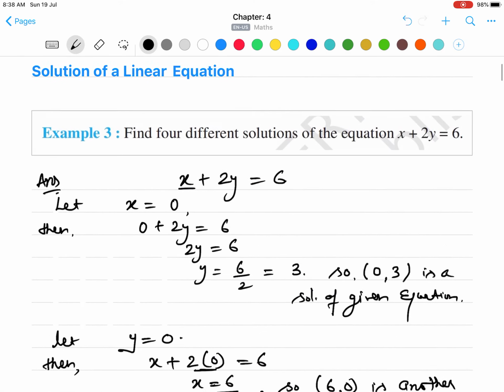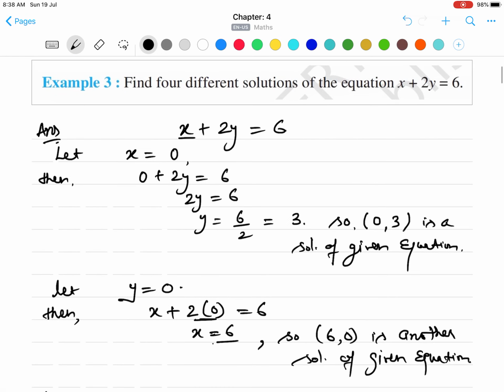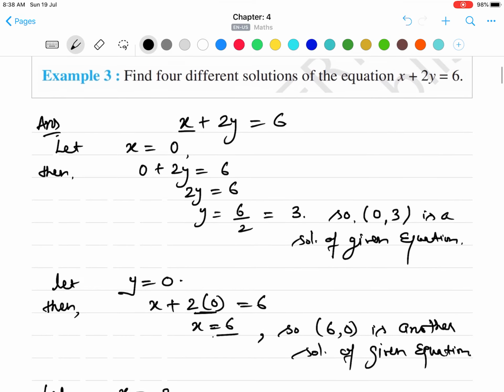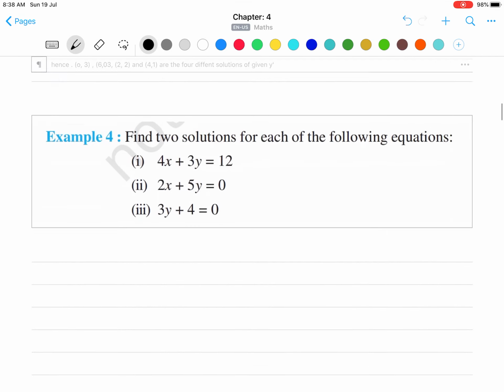Okay, I hope it's clear to you. That's how we can find any number of solutions for any given equation in two variables. Okay, moving ahead to the next example.